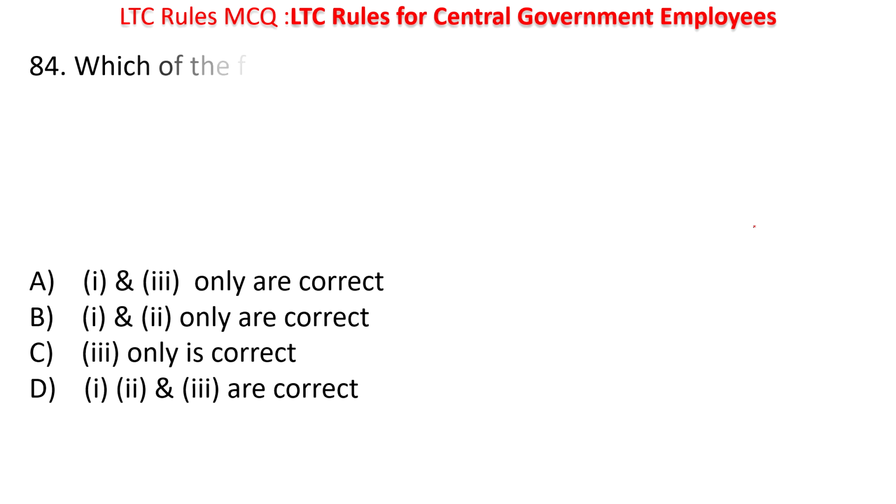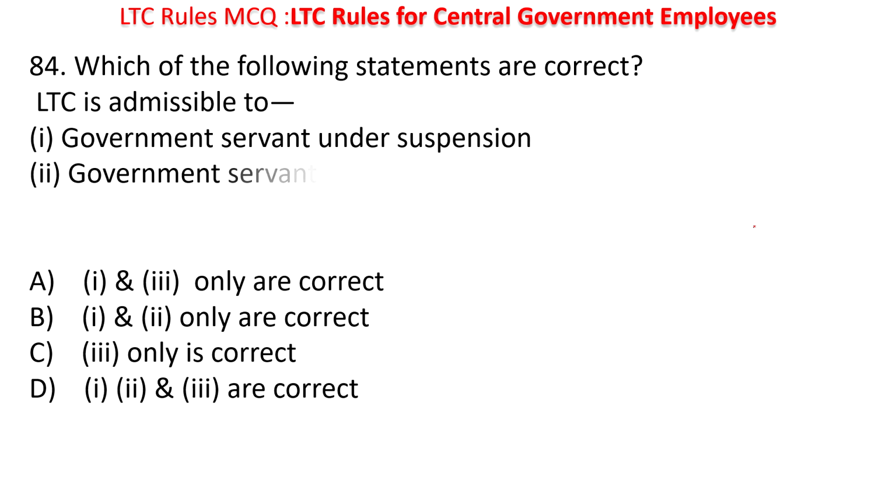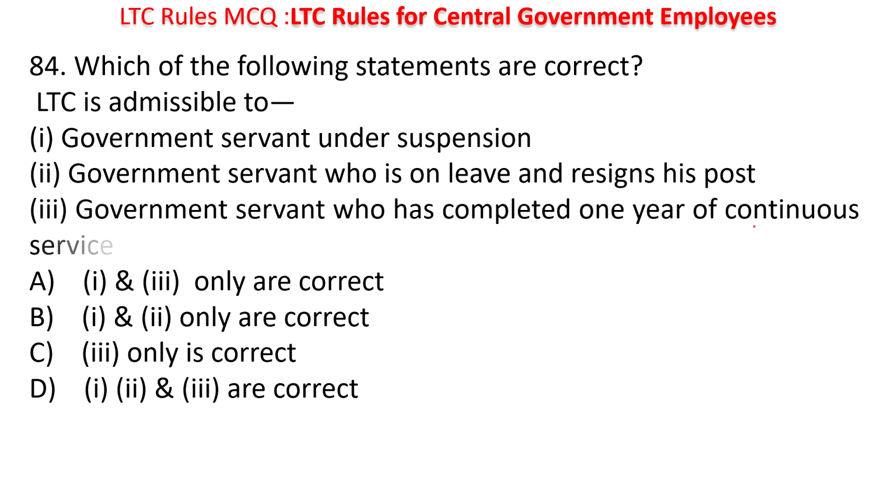Next question. Which of the following statements are correct? LTC is admissible to: 1, a government servant under suspension; 2, a government servant who is on leave and resigns his post; 3, a government servant who has completed 1 year of continuous service. Your time starts now. A. 1 and 3 only correct. B. 1 and 2 correct. C. 3 only correct. D. 1, 2, 3 are correct. Please post your answer in the comment section.